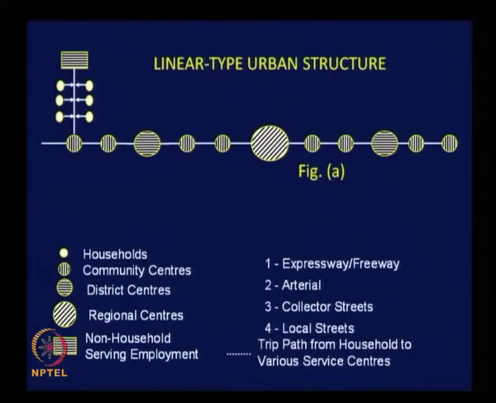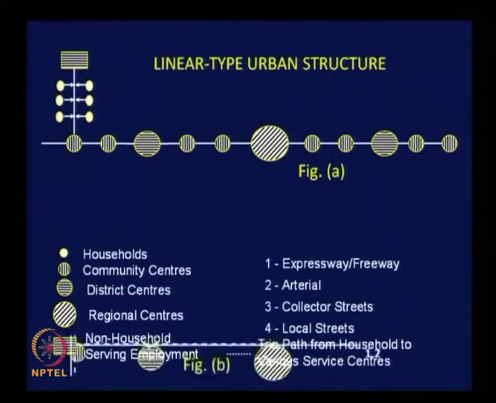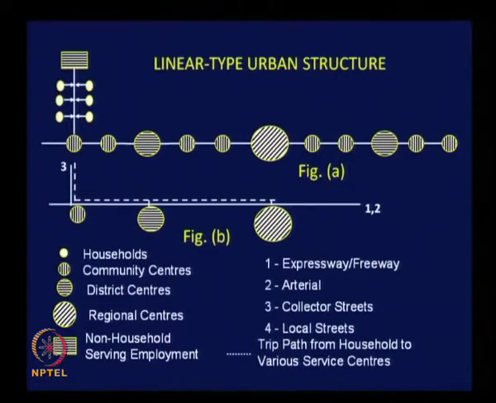And the legends are same as we have seen in the previous cases, and let us see the connectivity between the hierarchy of road system and these centers, that is shown in figure B. This is the connectivity. The dotted line indicates the trip path, right, and one has to take this route from households to come to a community center, then reach out to a district center, then from district center to a regional center.